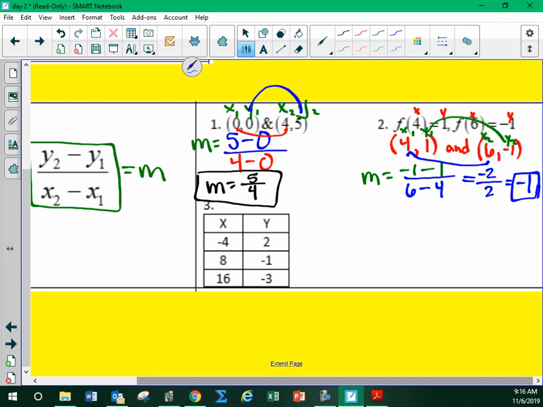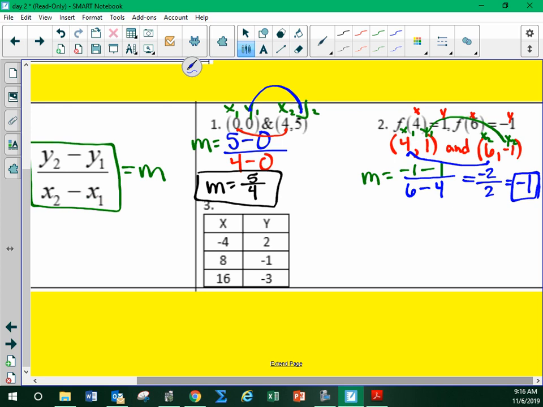So this one's a negative slope. So if I were to graph this, I should see that it goes down because it's a negative slope. If I were to graph number 1, it's positive. I should see it goes up. It's an increase. Okay, questions on 1 or 2?